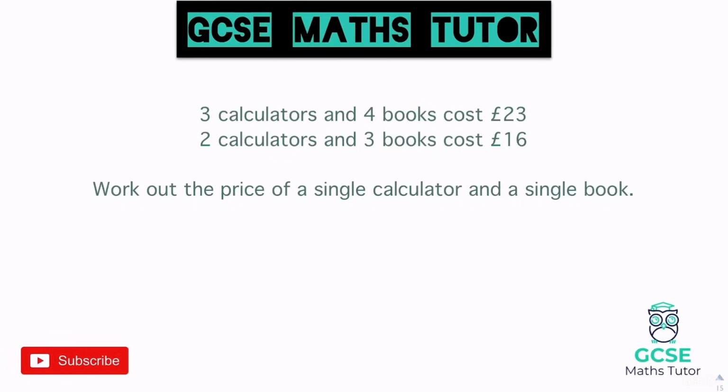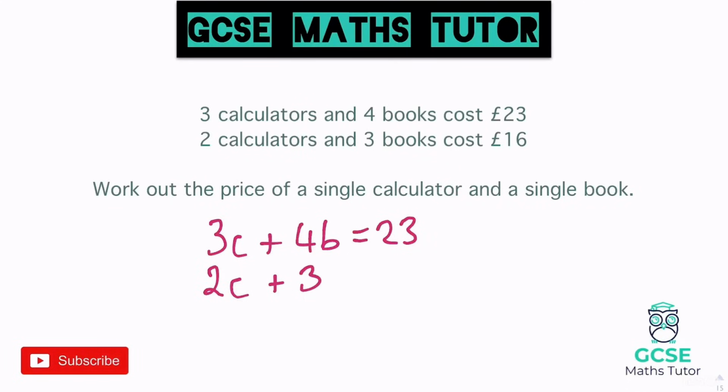We've got 3 calculators and 4 books cost £23. Well, let's just call the calculator C, so 3C, plus 4 books, let's call that B, equals 23, and we've got an equation there that looks similar to the last question. The next statement, we've got 2 calculators, so 2C, add 3 books, so 3B, equals 16. There we go, so we've got again an equation 1 and an equation 2.